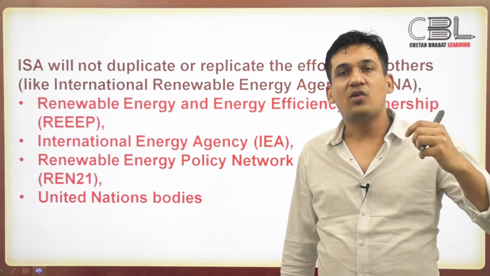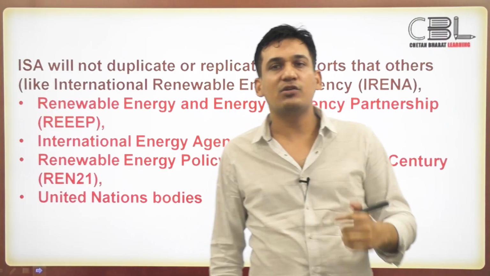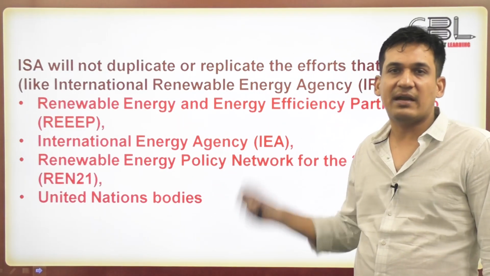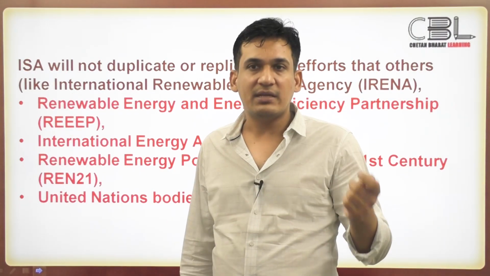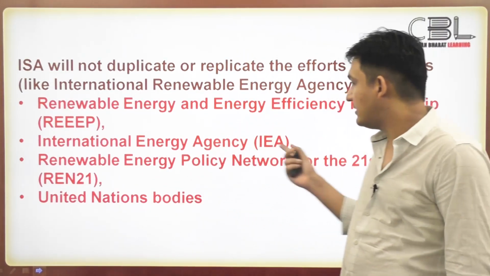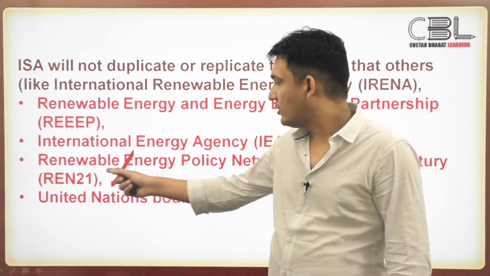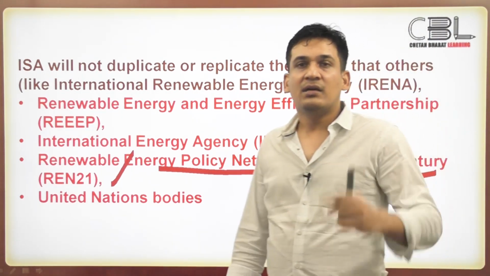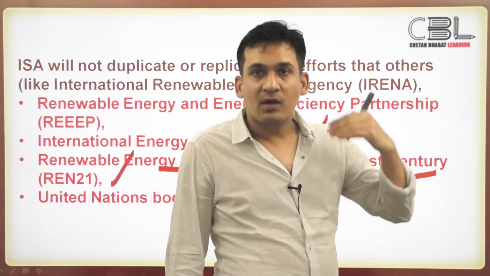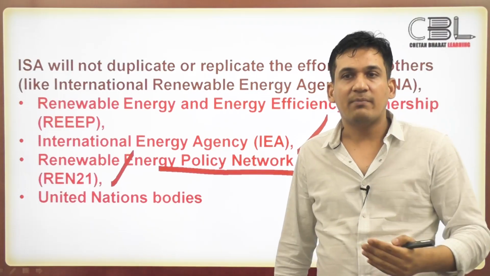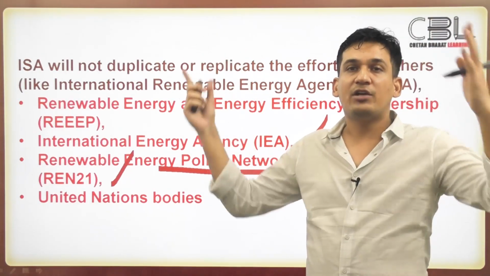ISA is not going to duplicate what various agencies are already working on. For example, there are institutes like Renewable Energy and Efficiency Partnership, which we will cover in the coming classes. This body is already working in the sector of renewable energy. Similarly, you have International Energy Agency. Similarly, you have REN 21, Renewable Energy Policy Network for the 21st century. All these organizations you are supposed to know, and we will cover these as well. So instead of duplicating what these already existing agencies have been doing, ISA will work with them. It will collaborate with them. It will establish a sense of synergy, so that something of greater grandeur can be done.